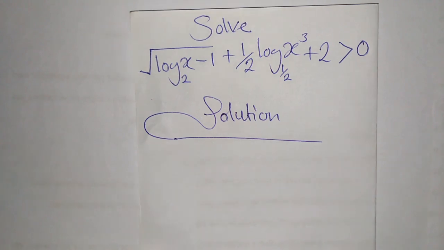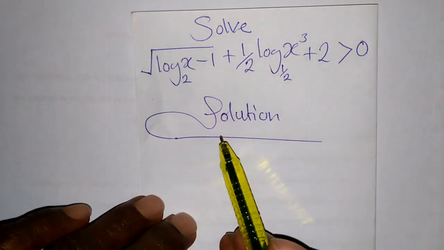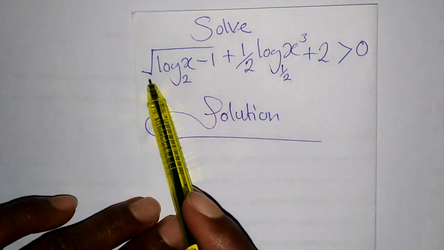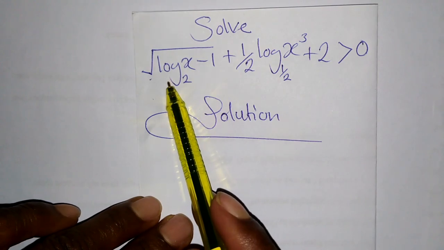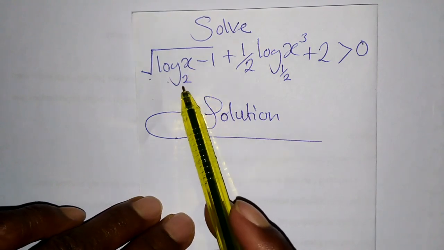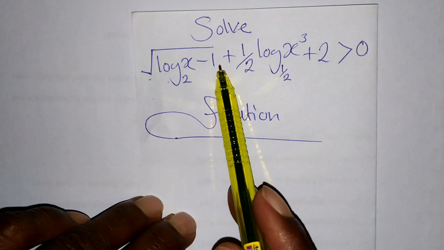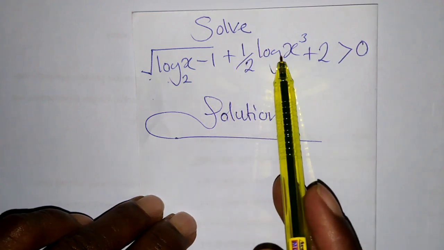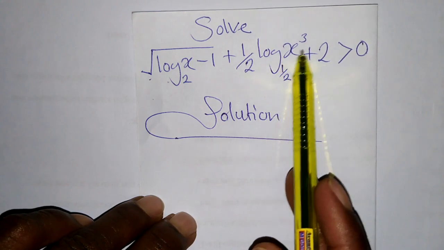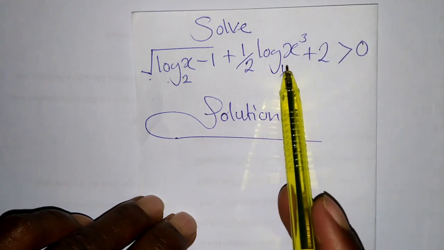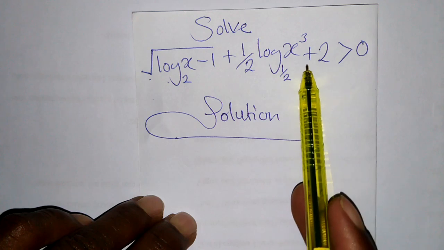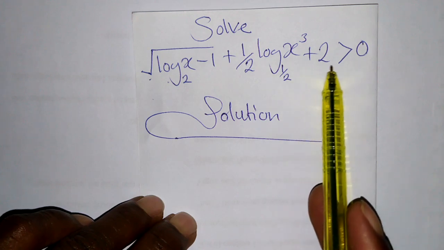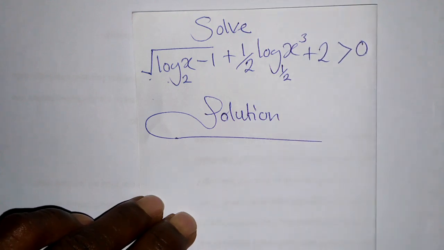Here is the question. It says square root of log x base 2 minus 1 plus 1 over 2 log x to the power of 3 base 1 over 2 plus 2 is greater than 0. And we are required to find the value of x.